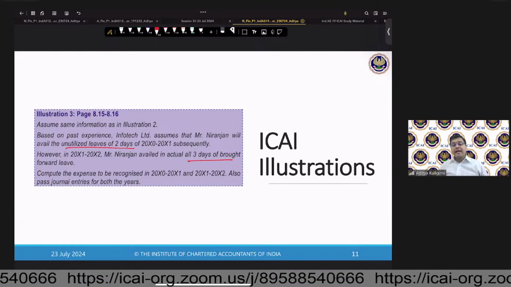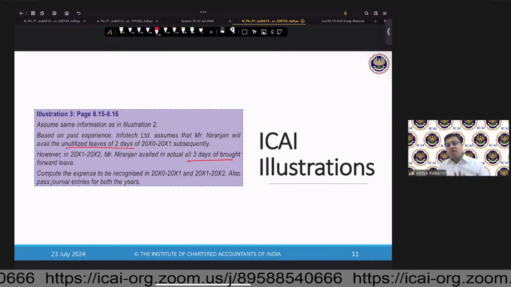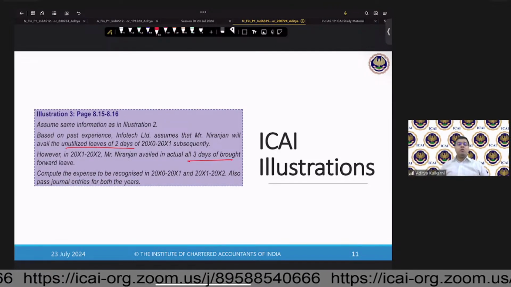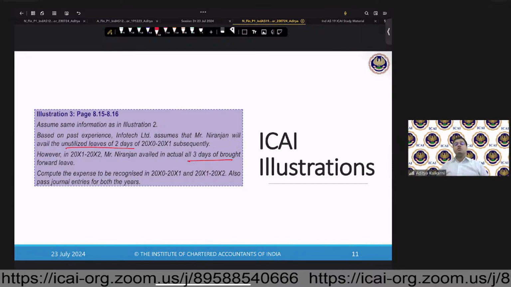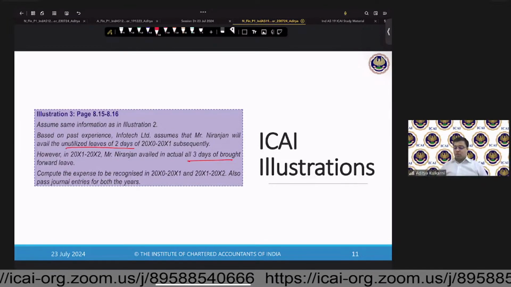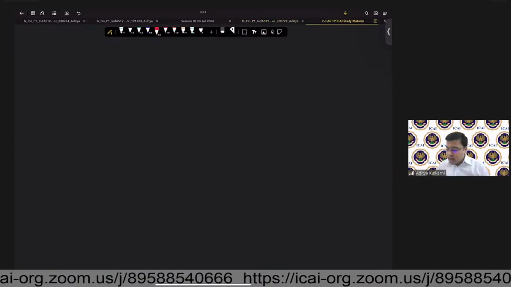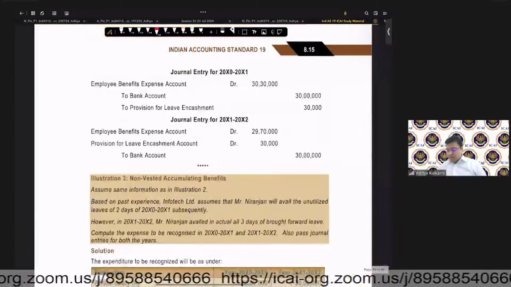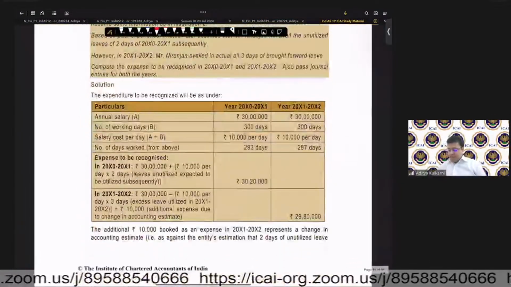We have to book the expense of that additional 1 day in which year? We have to book it in year 2, because you came to know about that only in year 2. So how does the accounting happen for this?